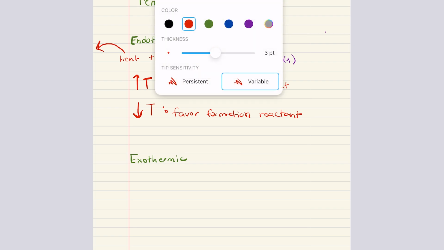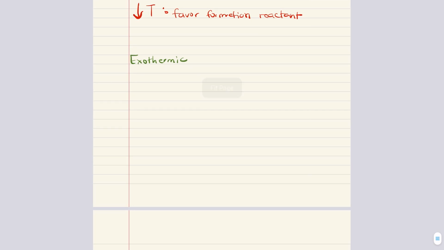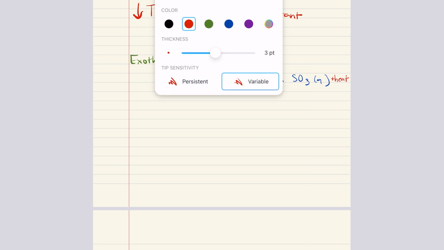Okay, what about exothermic reaction? So I'm going to write an example exothermic reaction right here. 2 sulfur dioxide gas plus oxygen gas gives us 2 SO3 gas. Now for exothermic reactions, delta H is less than 0. That means heat is released in these reactions, so heat can be considered a product. So we're going to go ahead and write it in the product side just so we keep things clear.